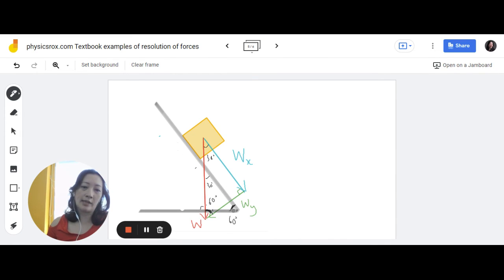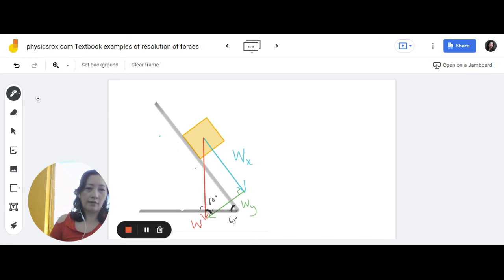If this was not 60, this was 30, then it would be 30. If it was 45, it'd be 45, if it was 70, it'll be 70. So I'm going to rub this off because I don't want you to get confused with this. We focus on this fact that this side is 60 and 90. So whatever angle this is, it will be like this.